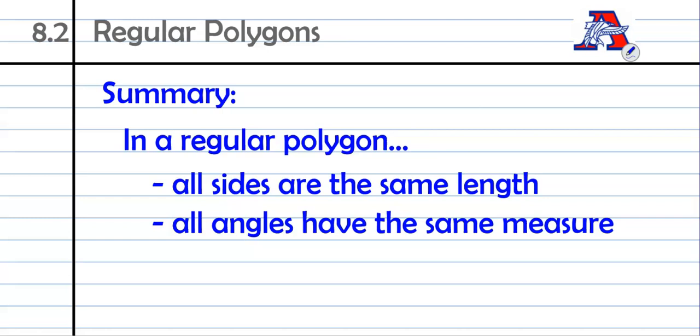So in summary, if you want to write this down, I would. In a regular polygon, all sides are the exact same length and all angles have the exact same measure. And if you can remember that, then you should be able to work your way through and find your missing sides and angles in your perimeter.